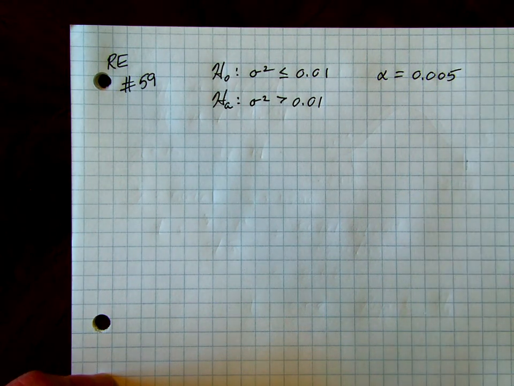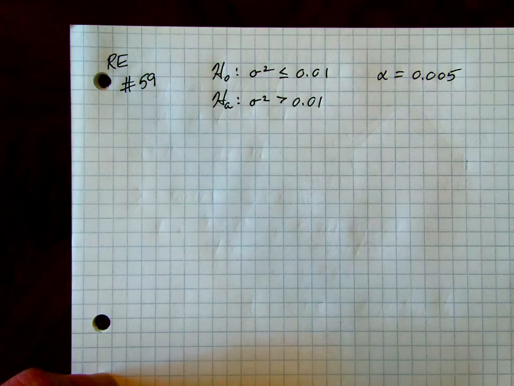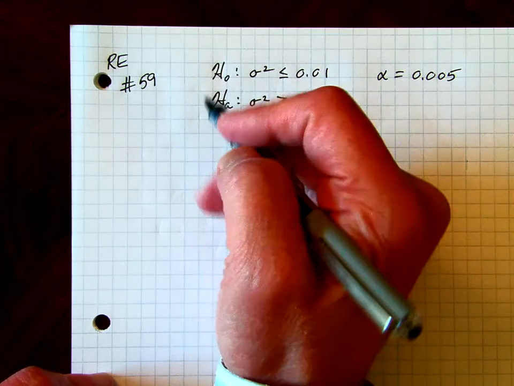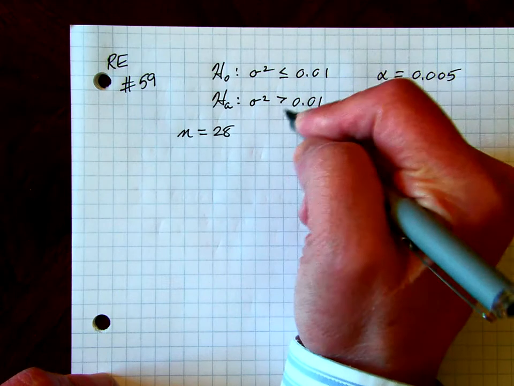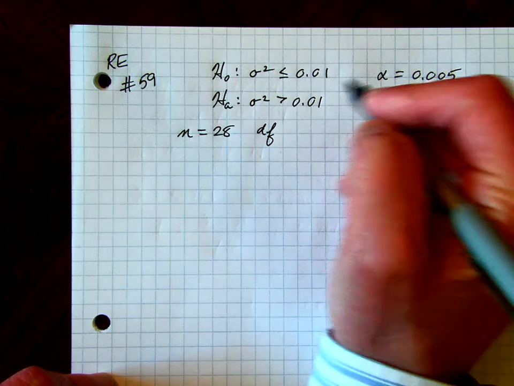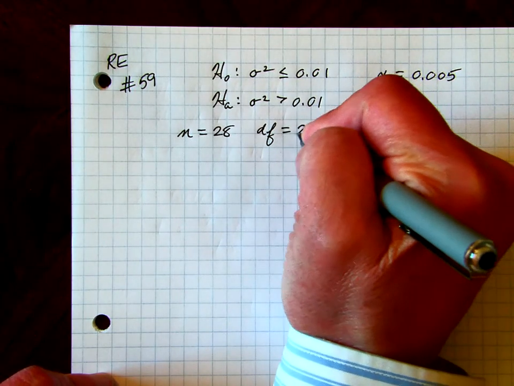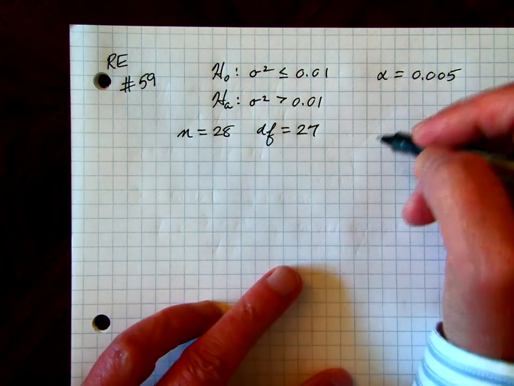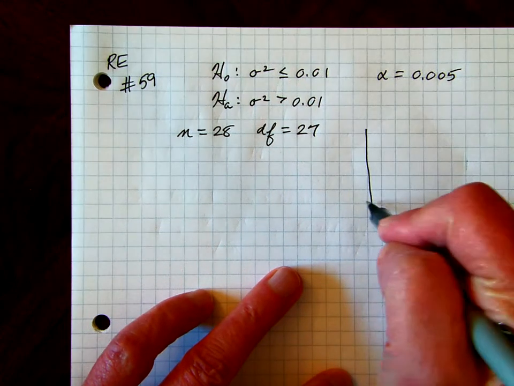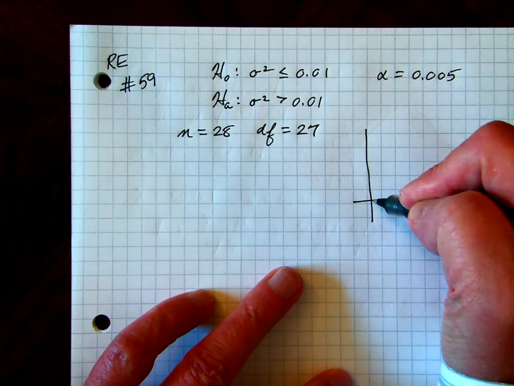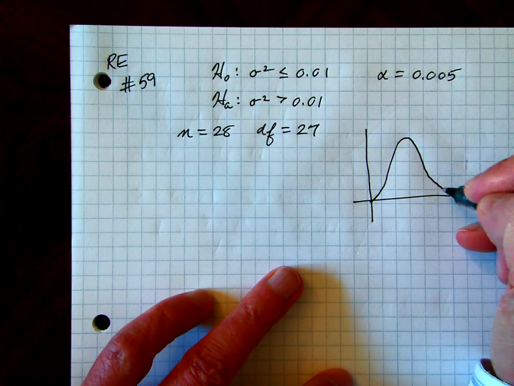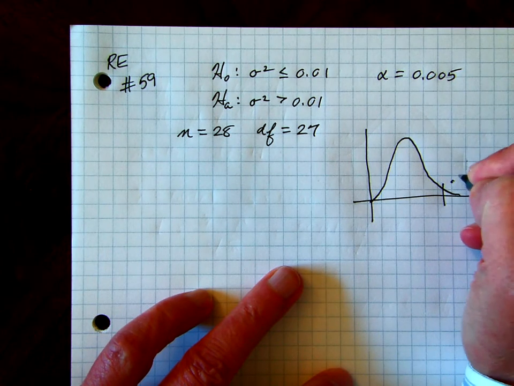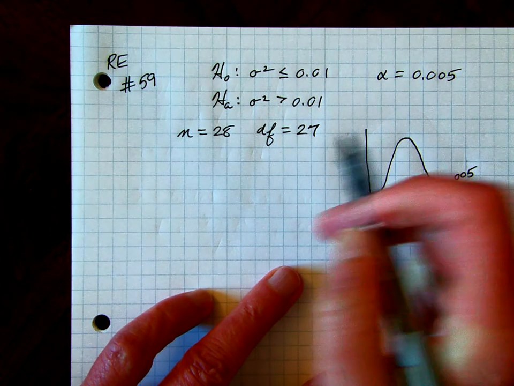What are we going to do with that? Well, this is a chi-square problem because we're checking variance. We are told that we have a sample set of size 28, so we're going to be looking at 27 degrees of freedom. Chi-square curves are a little bit interesting. They're not at all symmetric. They go up and then taper off, and we want 0.005 for 27 degrees of freedom.